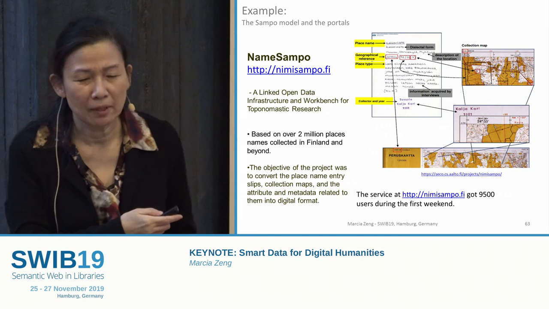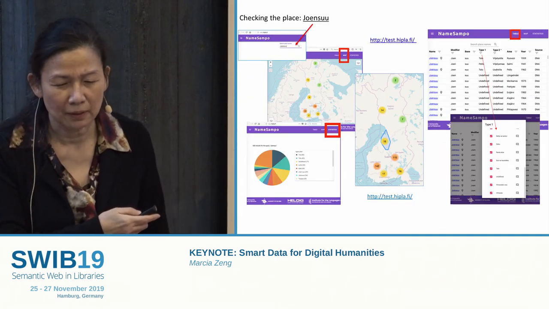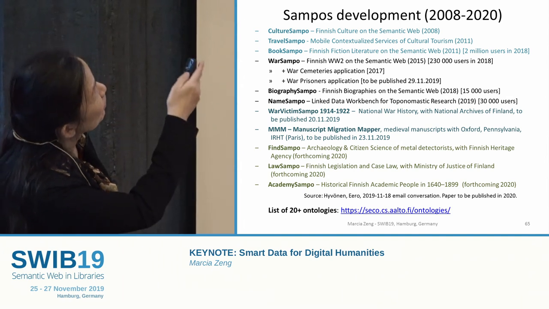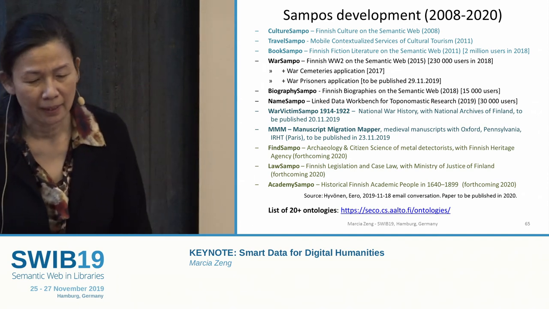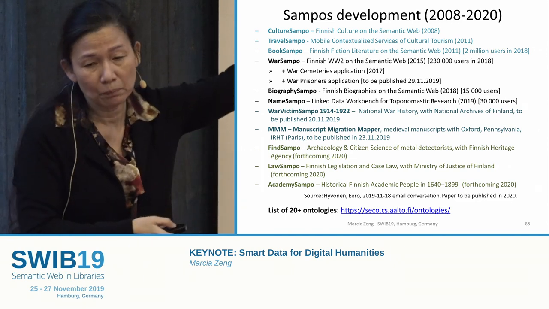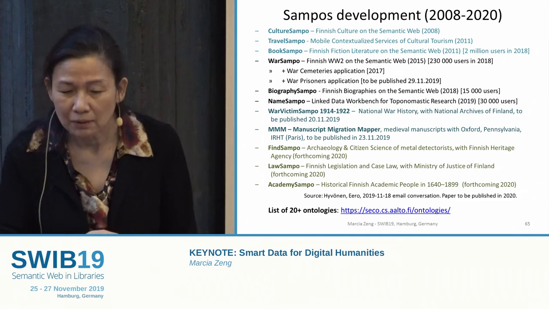This is a NameSampo, based on the geographical thing. You can find all the Sampos, and there are going to be two more released and two more coming next year. And the ontologies are available, more than 20 ontologies. If everyone does that, it will be the way.